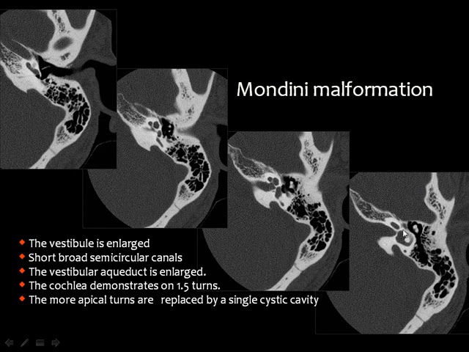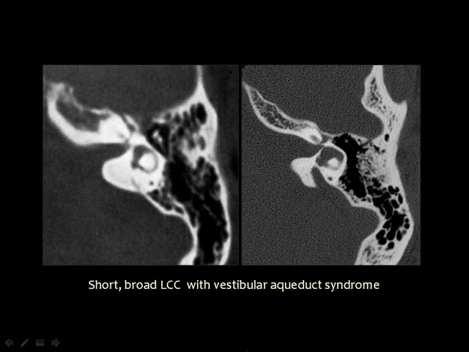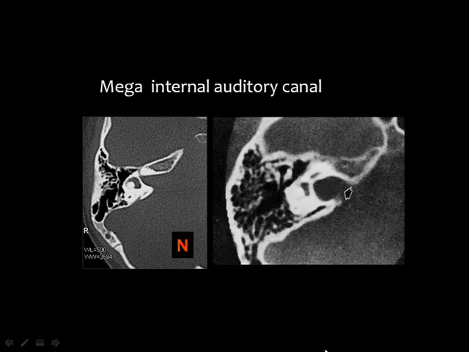And look here, this is the vestibule, which is wide, and this is the lateral semicircular canal, which is short and wide. And also you can notice the dilatation or the enlargement of the vestibular aqueduct, representing part of this Mondini malformation. Then here you can see this is the normal example, and this is the vestibular aqueduct syndrome with marked enlargement of the vestibular aqueduct.